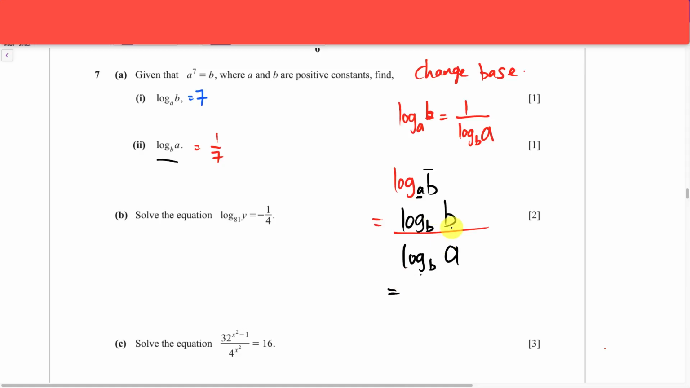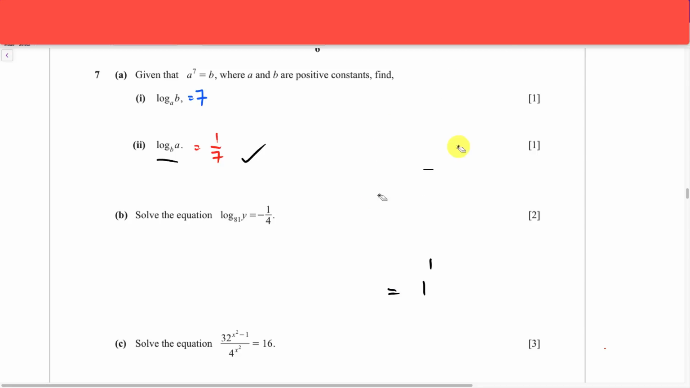So therefore log BB equals 1. Log BA, we just got it in part 1, which is 7. Then you will get 1 over 7. Okay, I hope this 1 mark question won't take you too long to understand. Alright, so let's move on to part B here.